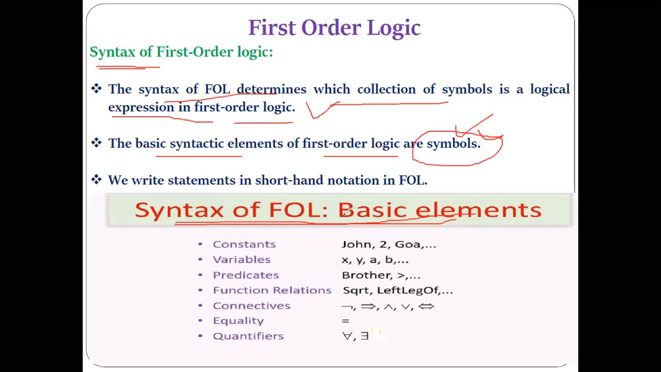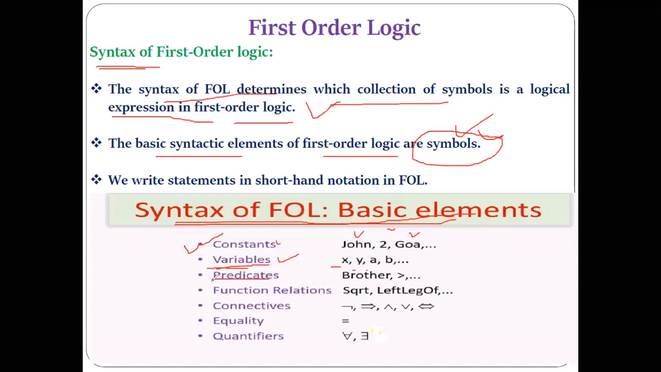Now, what are the basic elements in the case of FOL? The basic elements: there are the constants. Now, what can be a constant? A constant can be a number. A constant can be the name of any country or state. A constant can be your name also. You must know that a constant is something which generally does not change. And the other basic element is the variables, which can change, like x, y, a, b, etc. Something which can change comes under the category of variables.